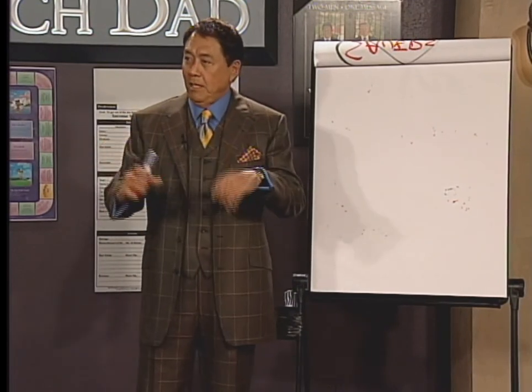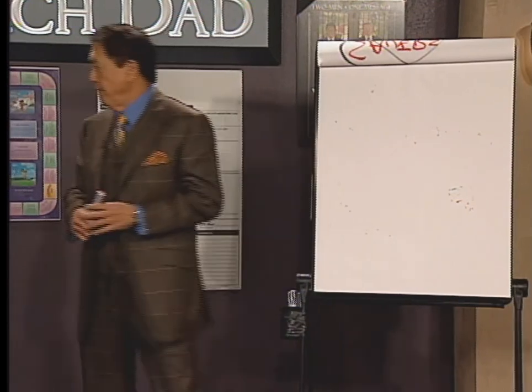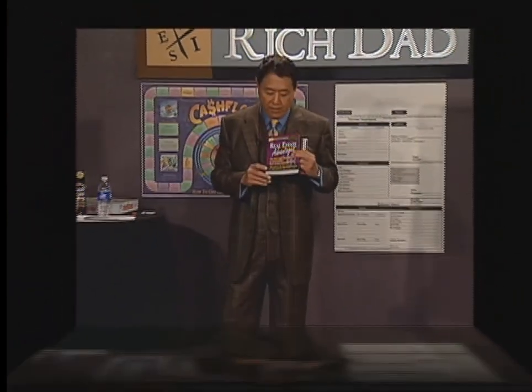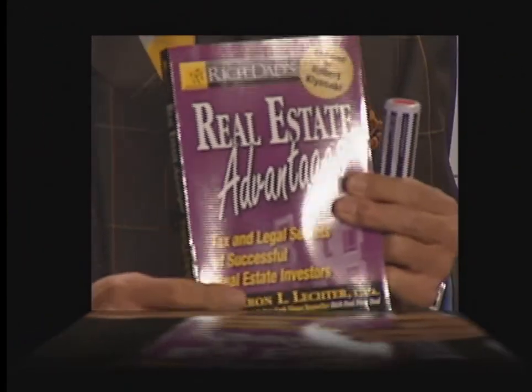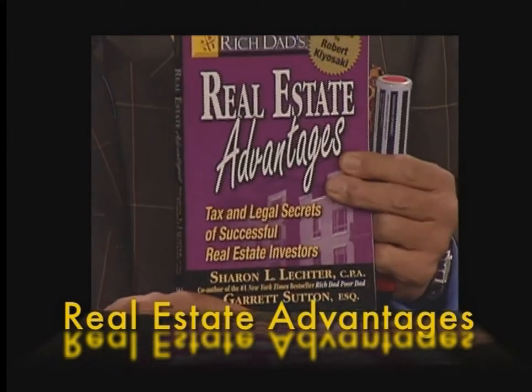But I don't park my money. I'm constantly moving my money. It's called the velocity of money. And that's covered in this book here, Real Estate Advantages. It's written by Sharon Lechter and Garrett Sutton, an accountant and attorney. Sharon's my partner in the Rich Dad Company, and Garrett is one of the Rich Dad Advisors.